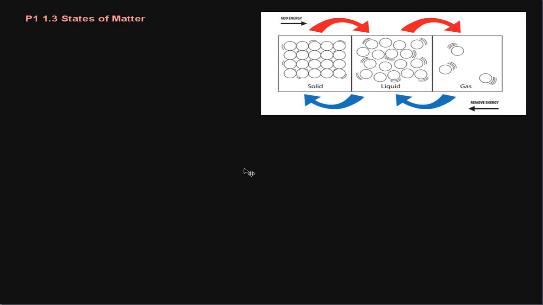Today we'll be talking about the states of matter and how it all connects with the kinetic theory, which I'll explain later. So, what do you need to know?